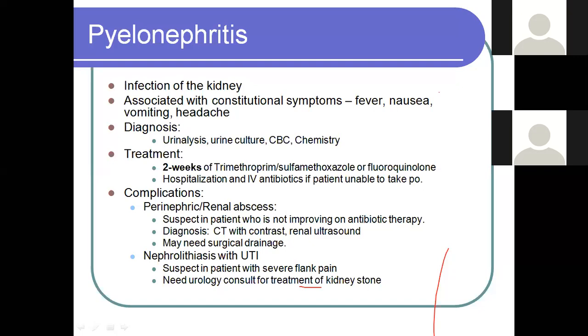Complications can be perinephric or renal abscesses. Basically, what is an abscess? It's an accumulation of pus within a contained cavity. So we suspect formation of an abscess in patients who are not improving while on antibiotics. Now, how do we diagnose the abscess? We diagnose the abscess with the help of renal ultrasound and CT scan. If the abscess is not improving with antibiotics, we need to give surgical drainage under anesthesia.